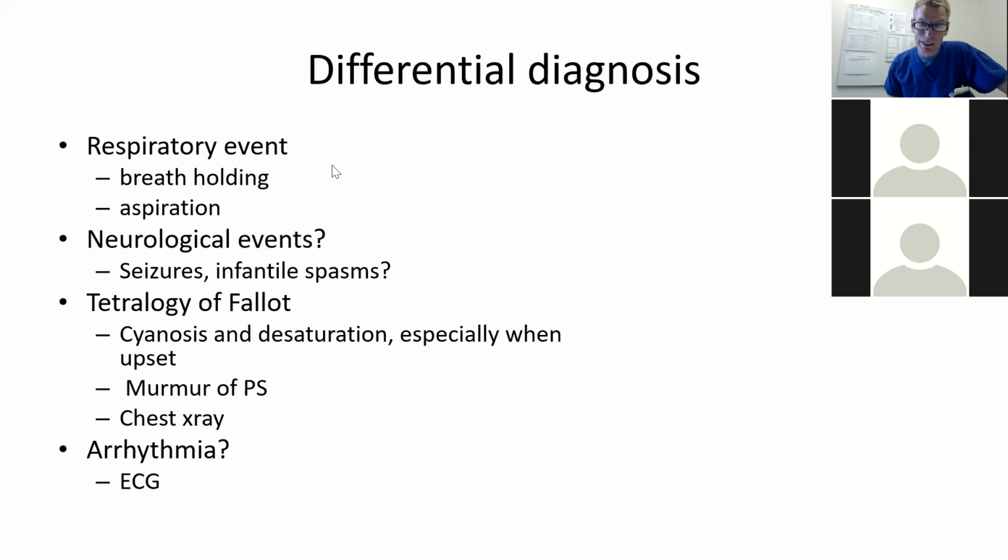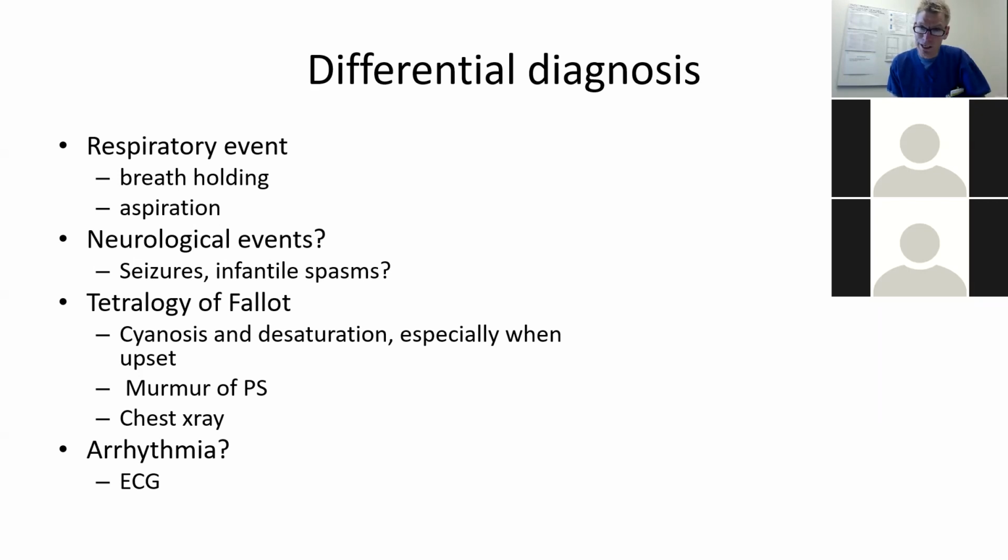Of course, it could be some other things, and whenever you think of cyanotic heart disease, you've also got to think broadly and think of what else it could be. So it could be a respiratory problem. It could be breath holding spells, which some babies at the age of 4 months will have, or it could be that he's aspirating. He's got reflux and aspirating, or it could be that he's having seizures. Like primary seizures, such as infantile spasms or epilepsy or something like that.